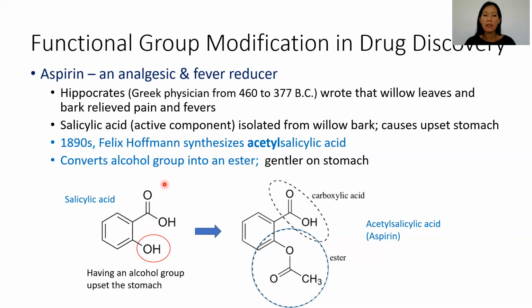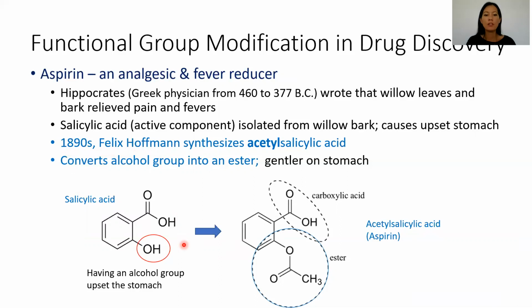Notice this has a carboxylic acid group and an OH alcohol group. It has a main aromatic ring here, the benzene ring, as a core. Okay, so the one problem with salicylic acid, though, taking that, is that it can upset the stomach. One of the biggest drivers for drug discovery is to obviously produce effective medicines, but also medicines that don't have side effects. So late 1800s, Felix Hoffmann synthesizes a version of salicylic acid that is gentler on the stomach.